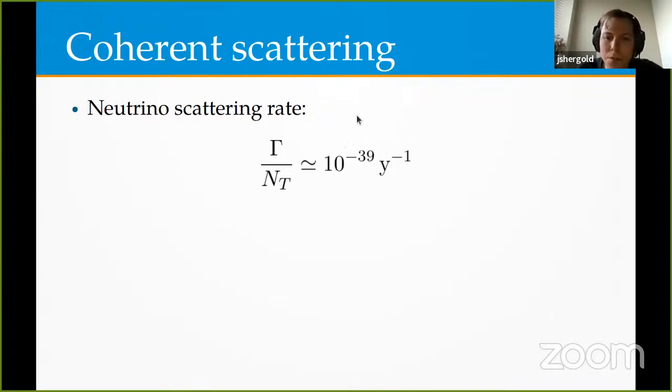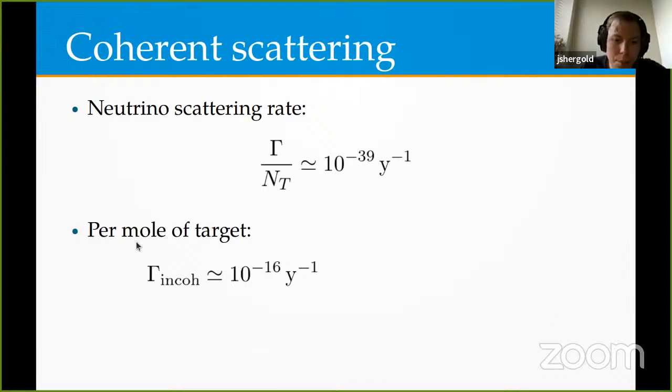You plug in the numbers and you find that this is about 10^-39 events per year per target that you're scattering off of. This is absolutely tiny. So per mole of target, you find that you get about 10^-16 events per year. So you could wait the age of the universe and you would never see one incoherent neutrino scattering event. However, when you take the coherence effects into account, you get an extra Avogadro number enhancement, and now you find that you have something like 10^7 events per year, which is now very, very large.